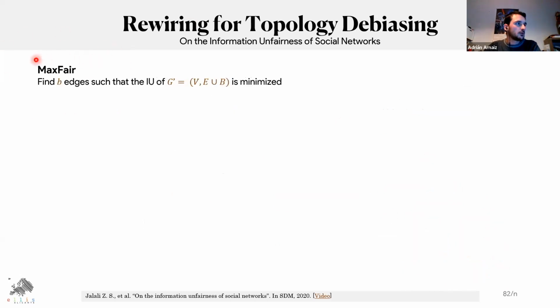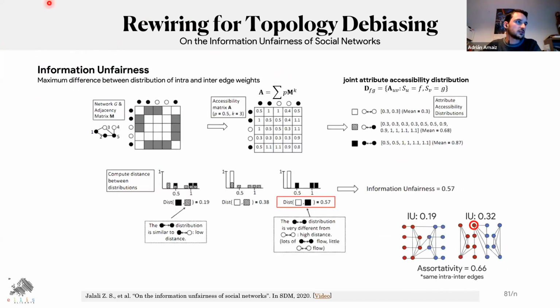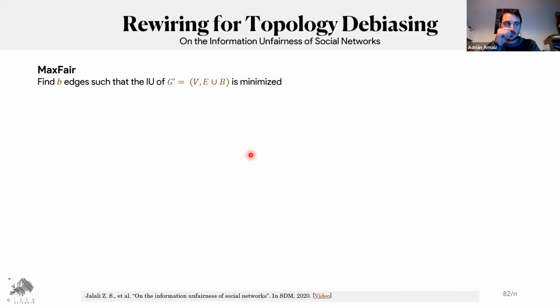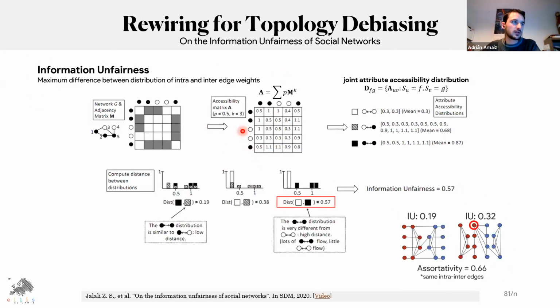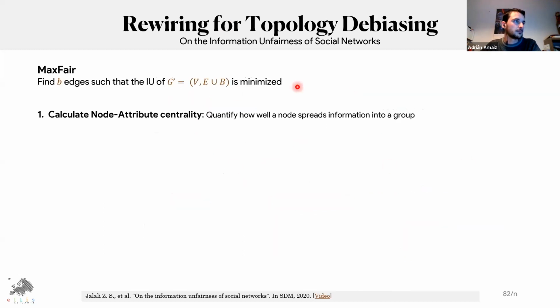And they propose this algorithm that they call MaxFair. They want to add new edges to minimize this metric, okay? And the problem is that this metric is not submodular. You can add one edge and the information unfairness doesn't improve, or even increases. And then you add one more and you fix everything.